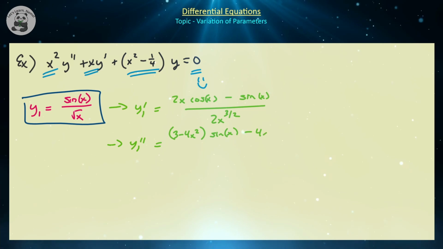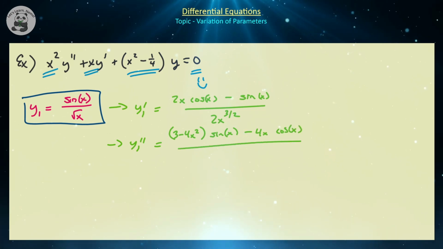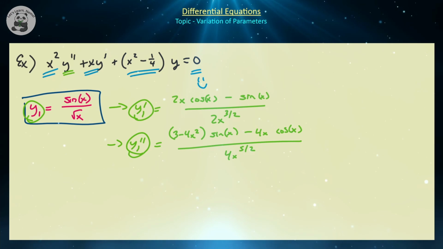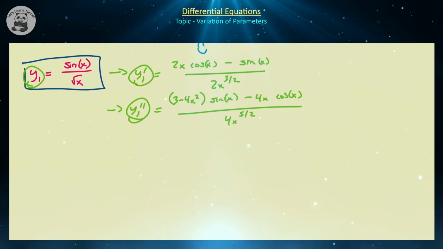And then we're going to have minus 4x times the cosine of x all over 4x to the power of 5 over 2. Once you have your y prime, y double prime, and your y, we're just going to be substituting them into our original differential equation and just making sure that that does indeed work.